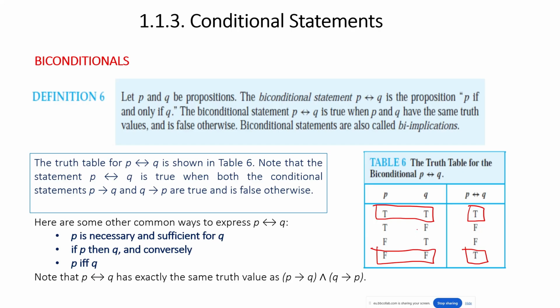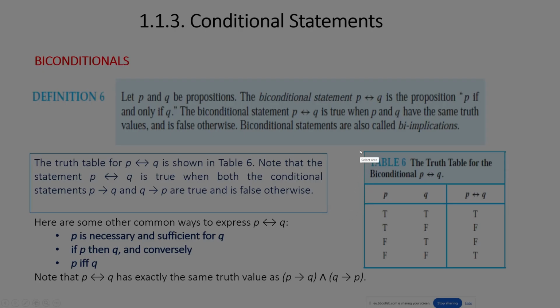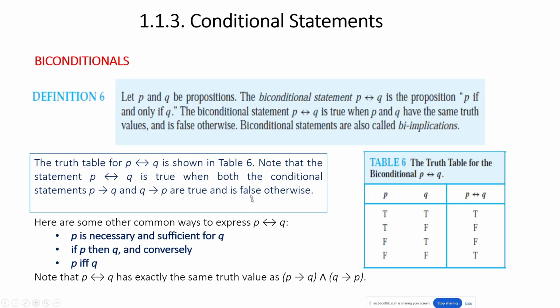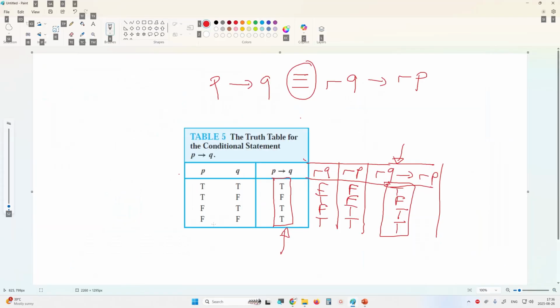So the truth table of the biconditional statement is shown in table 6. Note that the statement P if and only if Q is true when both conditional statements P then Q and Q then P are true, and it's false otherwise. Well, basically what they're trying to say here, let me try to show this to you.